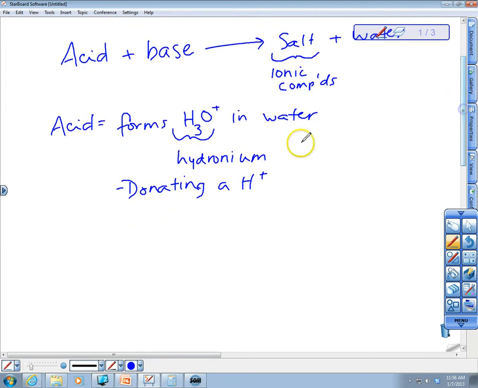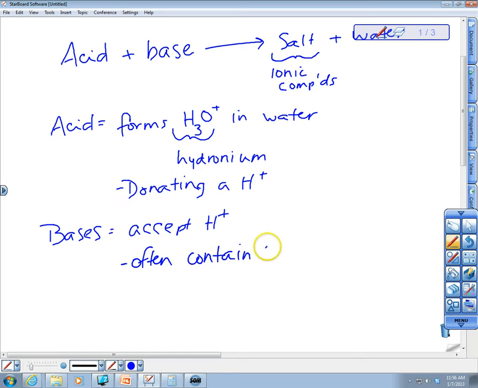in water. Bases, on the other hand, accept hydrogen ions. So anything that will take on a hydrogen ion is a base. Often, bases contain the hydroxide ion. So when you're looking at formulas, if it has a hydrogen ion in it, it's probably an acid. If it has an OH, hydroxide ion in it, it's probably a base.